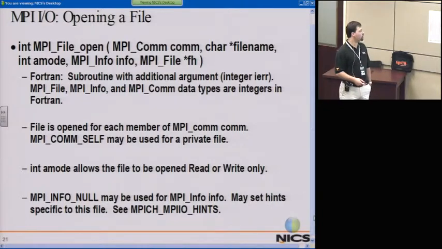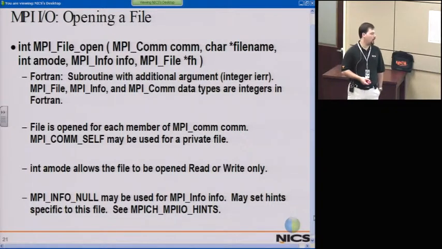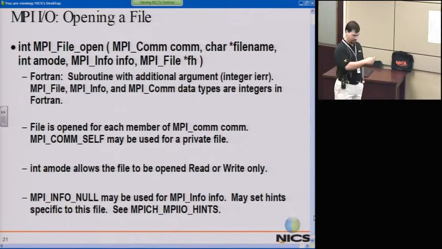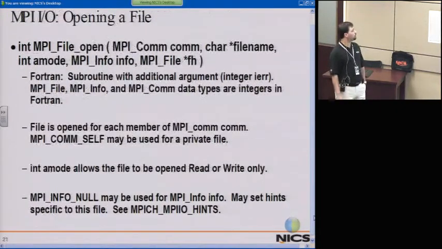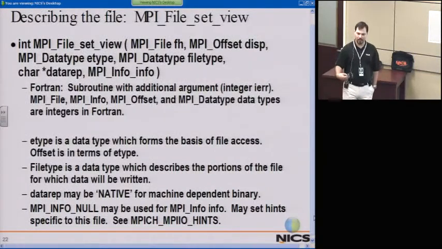And other data you can put into this is the access mode, whether it's write-only or read-only. Also, you can put MPIO hints into the MPI_Info section in order to give MPIO some more information. I'll talk about that near the end of this section. So once you have the file opened, whether it's a file per process or whether it's a single shared file, you need to set up a view.